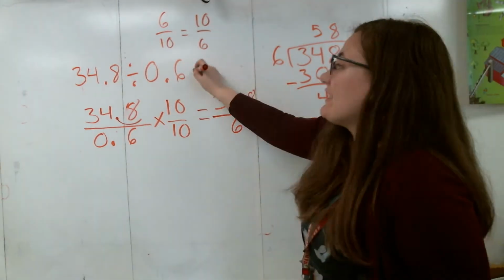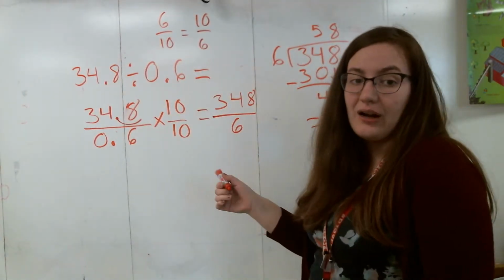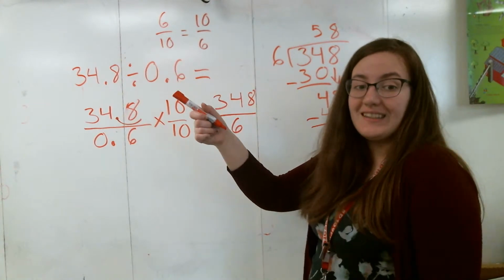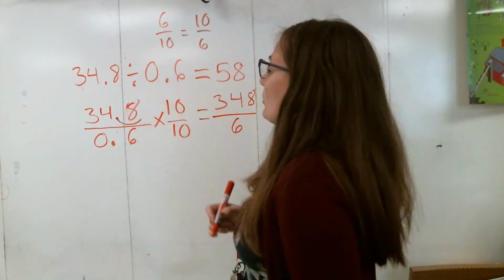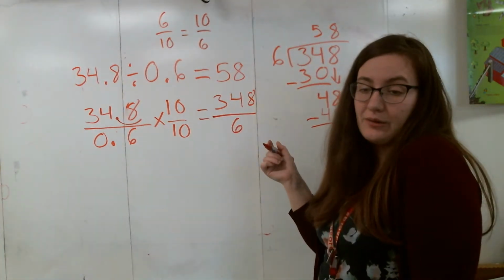Which means that my final answer to this problem, 34 and 8/10 divided by 6/10, is 58. And that is what we need to do for this. That's all we need to do for this problem.